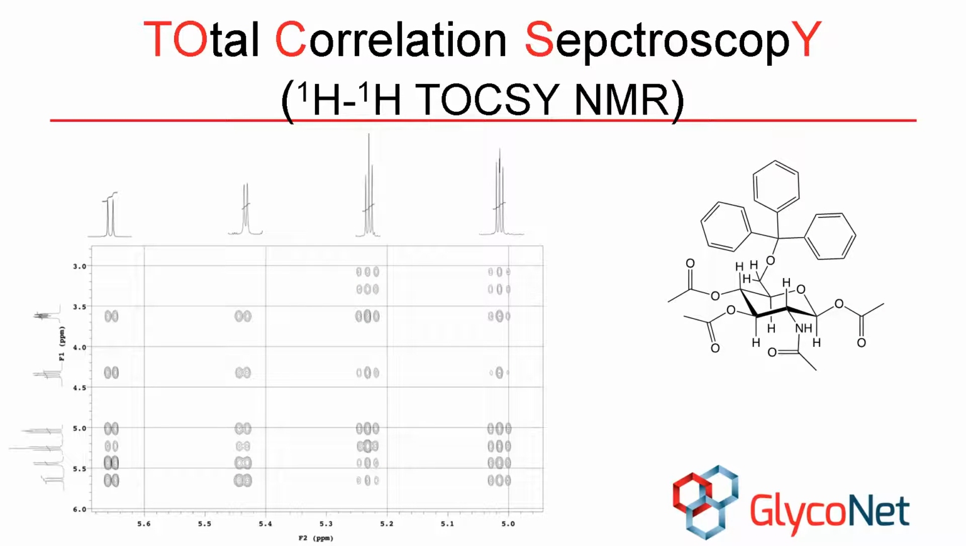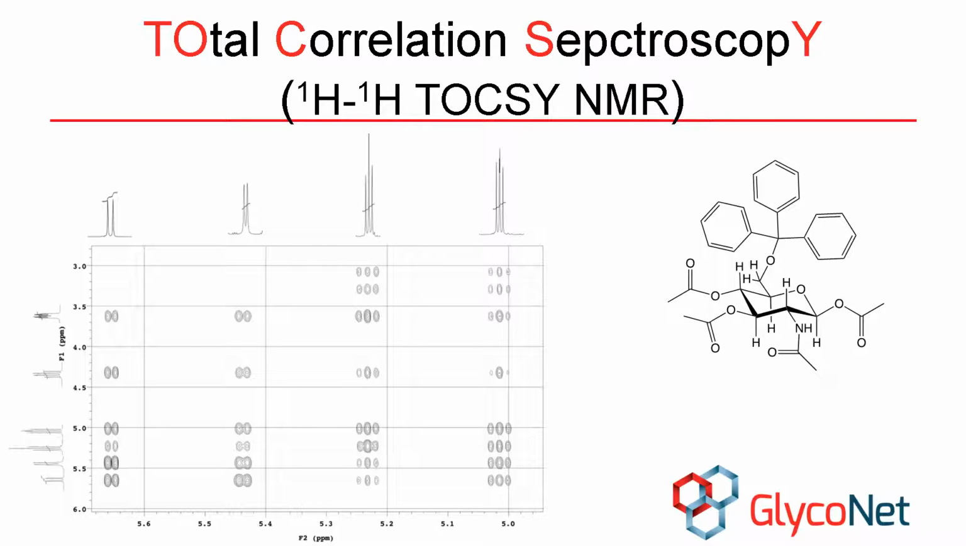A TOCSY, or total correlation spectroscopy experiment, has many similarities to the COSY. It is a measure of the correlation between protons through spin-spin couplings, or through bond couplings. The big difference between the TOCSY and the COSY is that the TOCSY will show correlations throughout an entire spin system, whereas the COSY is limited to correlations that are up to 3 chemical bonds or less away.